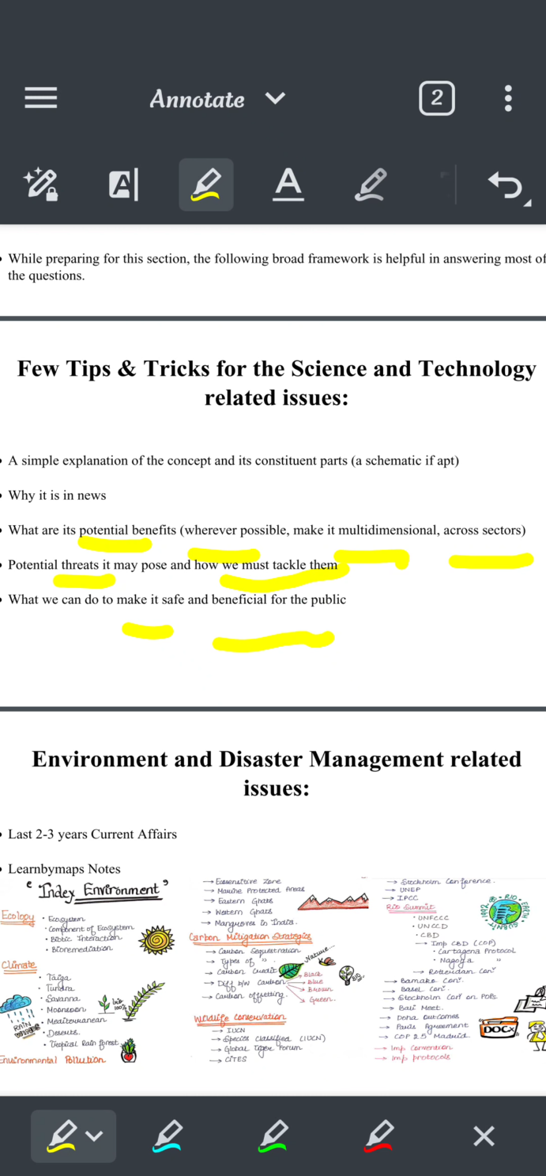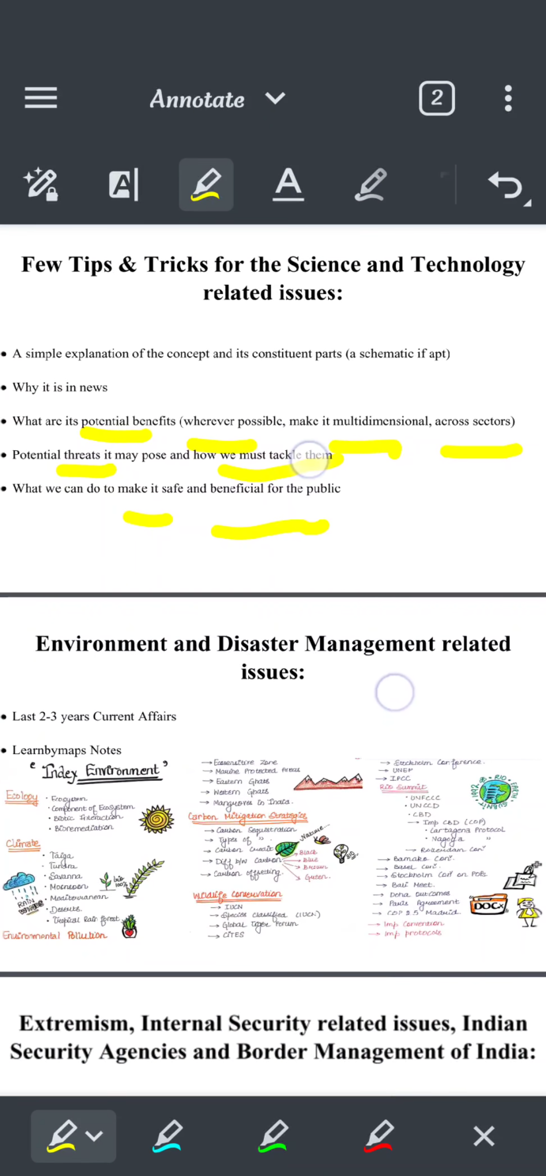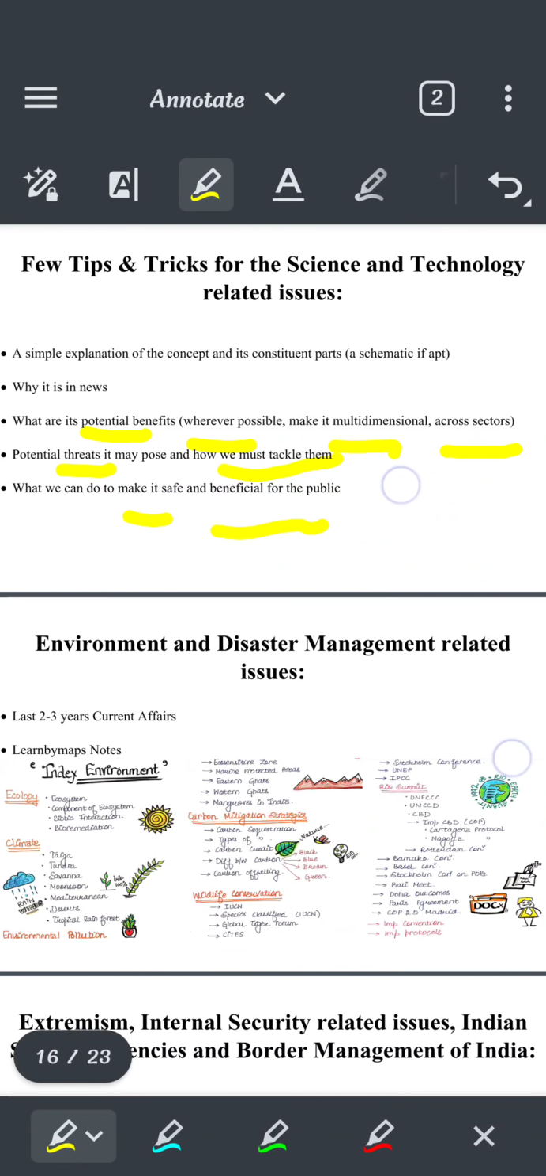Okay. So next is the environment and disaster management related issues. For that you can study the last 2-3 years' current and contemporary topics which have been in news. And also you can study from the Learn by Maps notes prepared by the Simran IAS Academy.